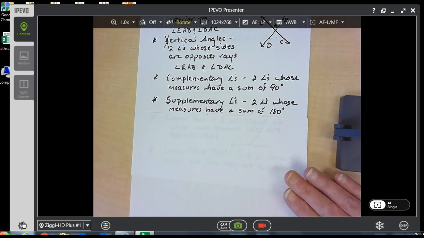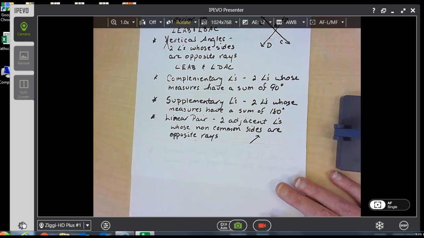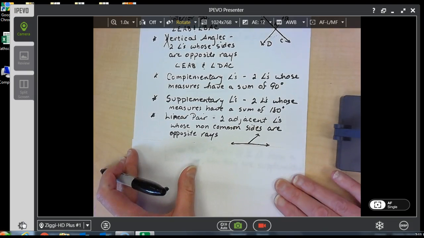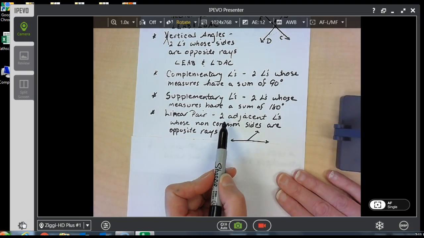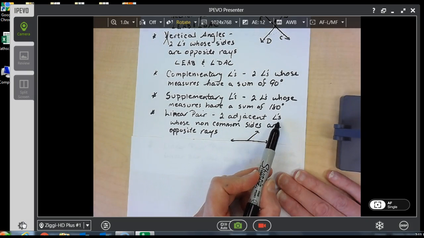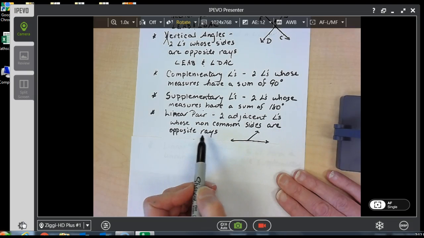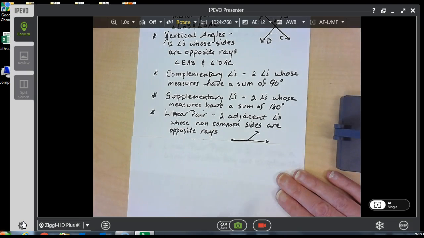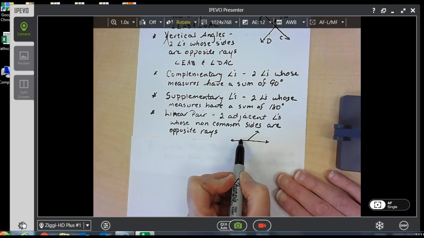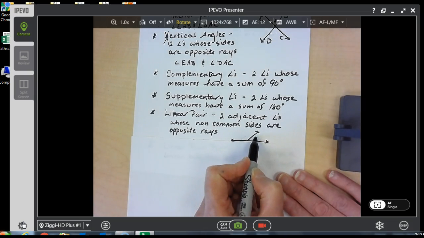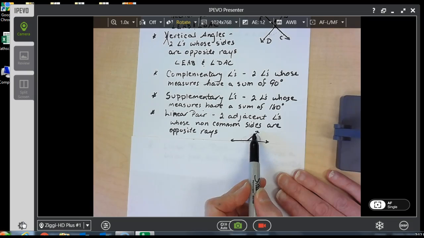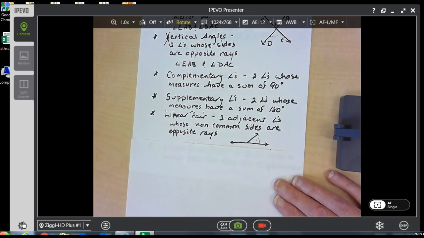Okay, this one you probably don't know. Linear pair. They are two adjacent angles whose non-common sides are opposite rays. So we have two adjacent angles, and their non-common sides are opposite rays, or in other words, form a line. So that's a linear pair.